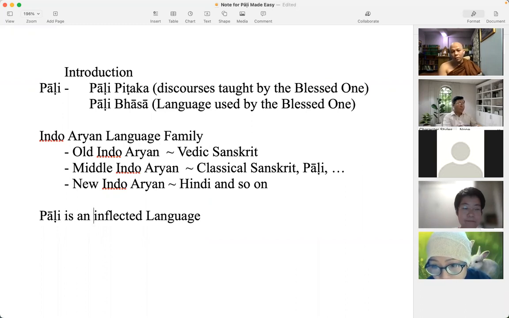In the same way, a verb form also changes: when it refers to the first person plural, it takes one form, and when it refers to the second person, it takes another form. So based on person, number, and tense, their form slightly changes. The language which has such a nature is called an inflected language. So that is why Pali is an inflected language, and that's why we need to know that.